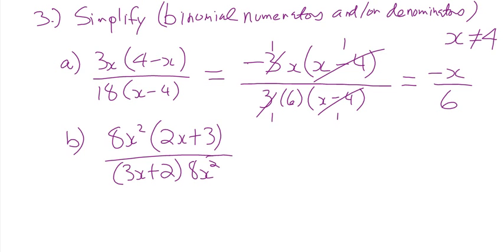What are your non-permissible values then? Or sorry, restrictions. We just go with restrictions. Look at the denominator. What can't x be? Can't be 0. Can't be negative 2 over 3. Yeah, negative 2 over 3.